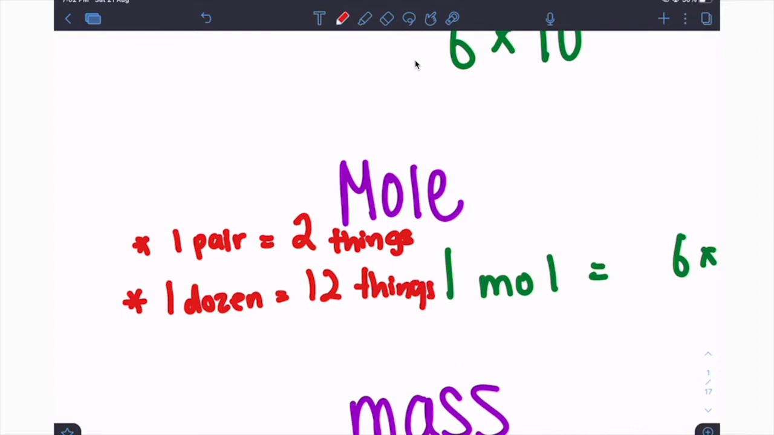So today in chemistry, we just add on to our vocabulary by saying 1 mole. And what is 1 mole? 1 mole is a shockingly huge number of things, which is 6 times 10 to the power of 23.